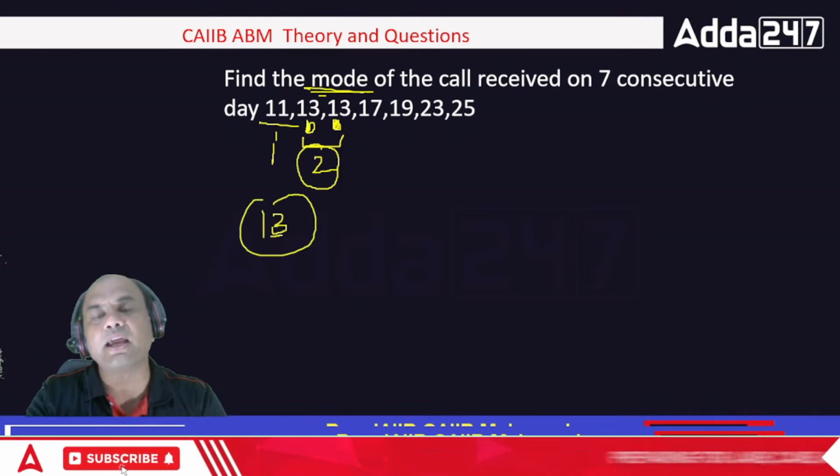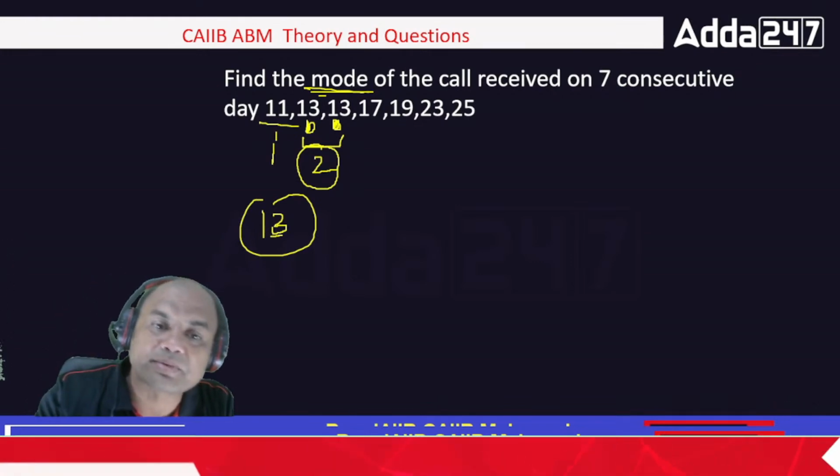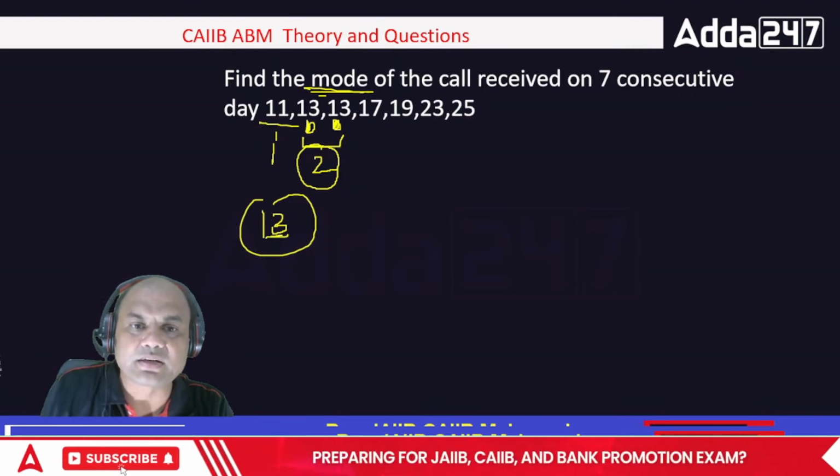So mode means what? Any number which comes maximum number of times. That is called as mode. Okay. So that becomes 13. So this is my answer, isn't it?